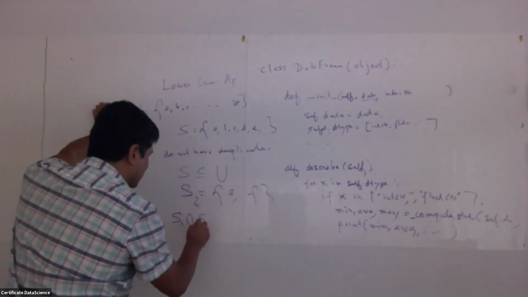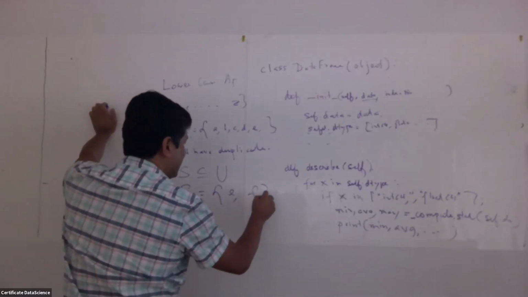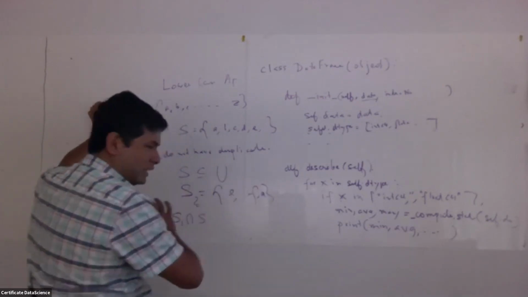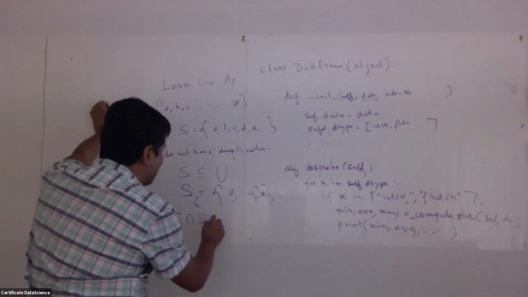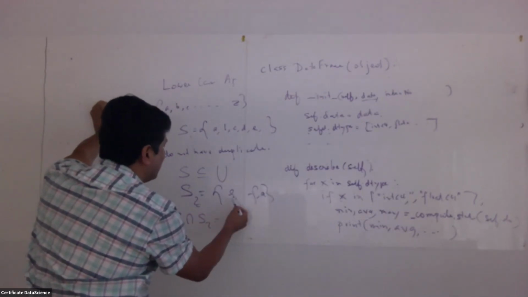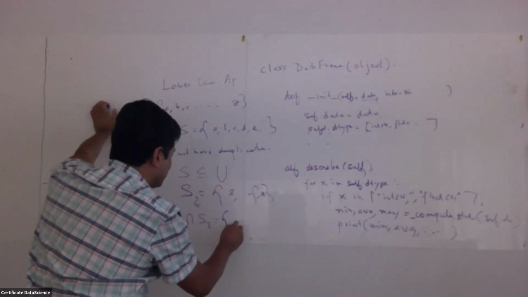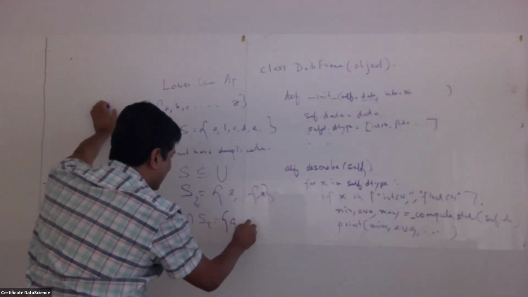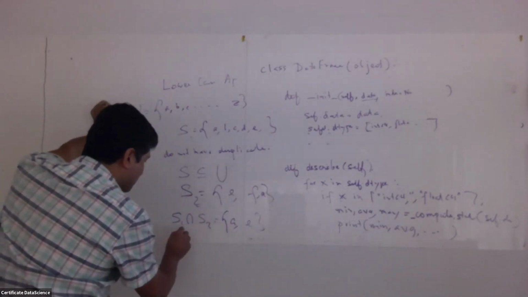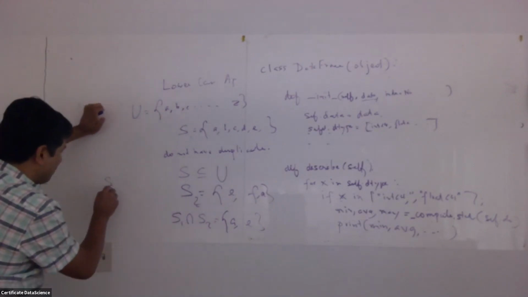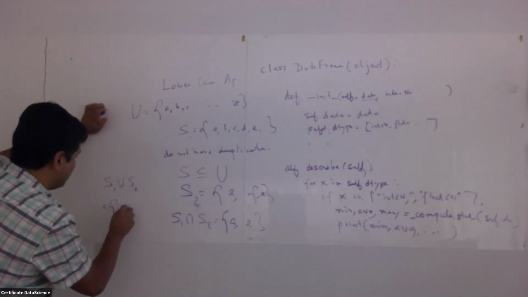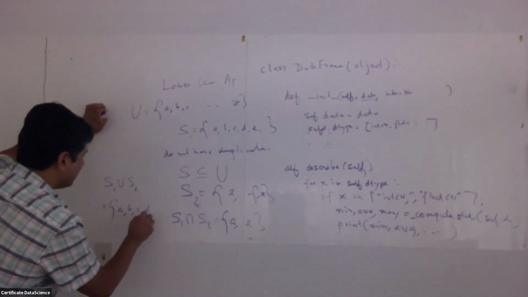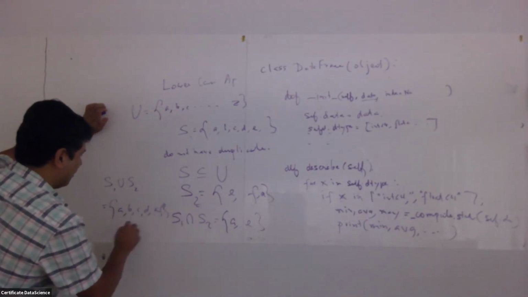Also, if you have another set called S1 and S2, say S1 has A, E, F, and set has no order. It has no meaning of order. S1 intersection S2 means the ones that are common in both. We know A and E are common, F is not there. So this is a new set, A and E. If you put union, that's all the elements that are in any one of them. So it will be A, B, C, D, E, F, everything.